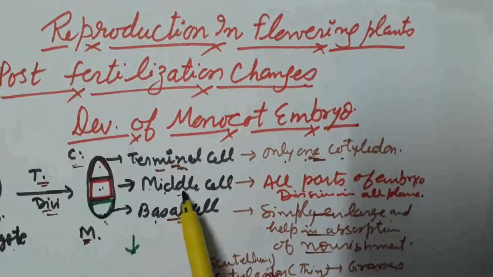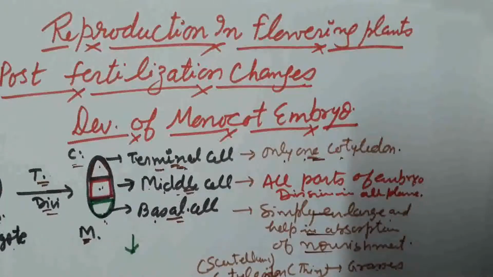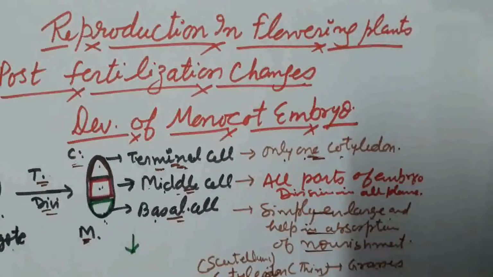All the parts of the embryo are produced by the middle cell. In the middle cell, division takes place in all the planes and a group of cells is produced, which later on gives rise to all the parts of the embryo like plumule, radicle, epicotyl, hypocotyl. So this is the fate of all these three cells.